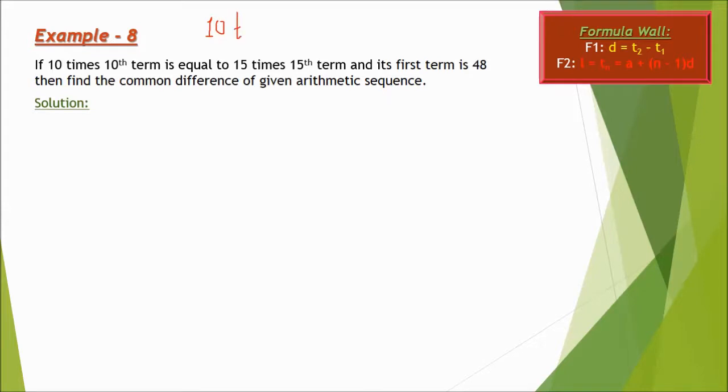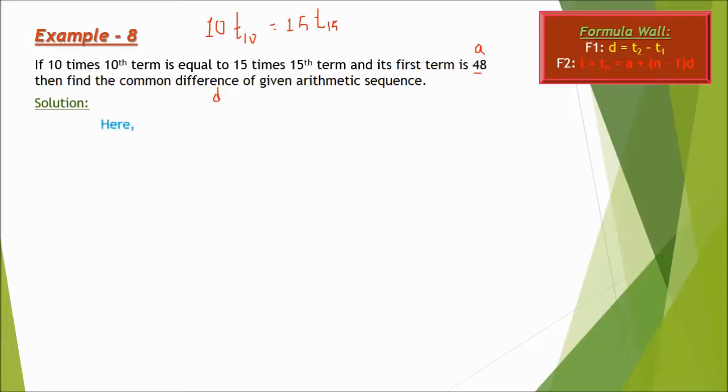T10 is equal to 15 times T5. It is the same question, exactly the previous question, like 15. Then the first term is also given here. A slight difference is there: A is given, and we have to find the common difference D of the given arithmetic progression.